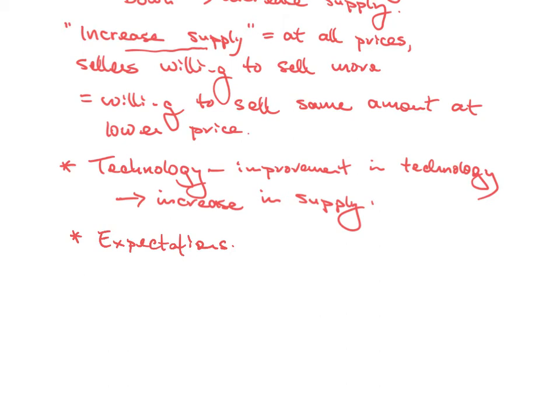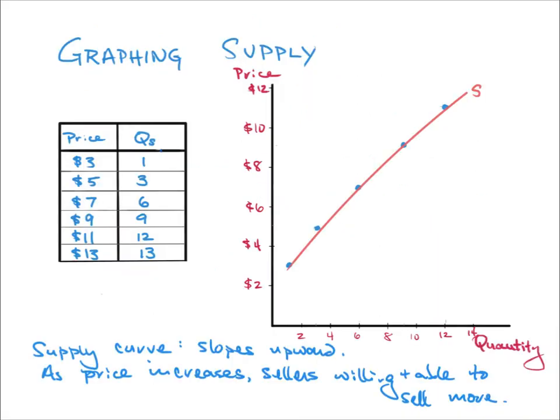And the final thing on this list is number of sellers. The more firms are selling something, the more that will be available at each price. So moving on from here, I want to talk about what happens to the supply curve.